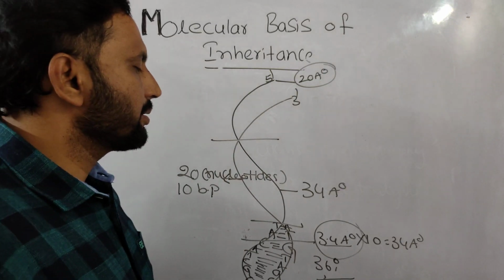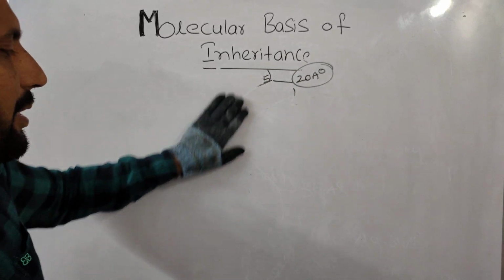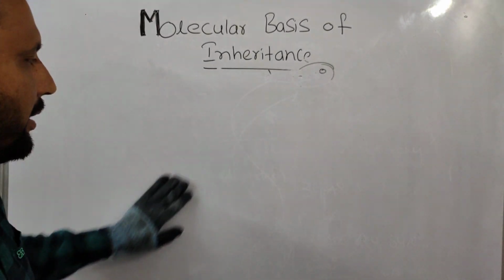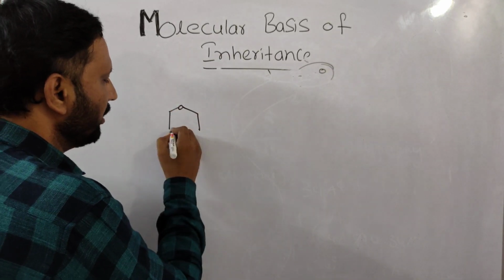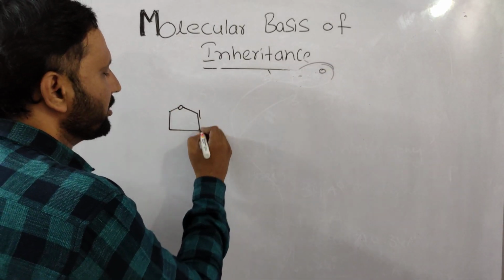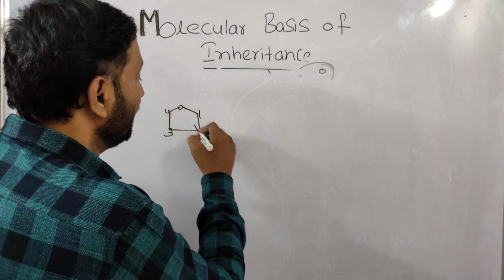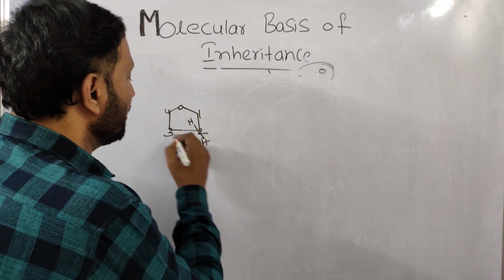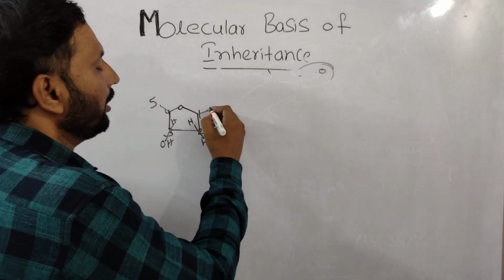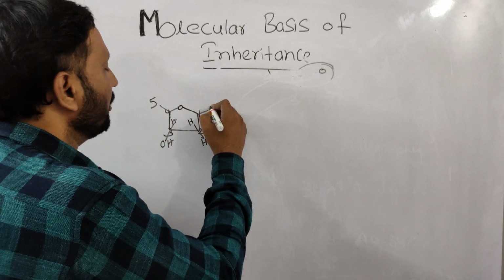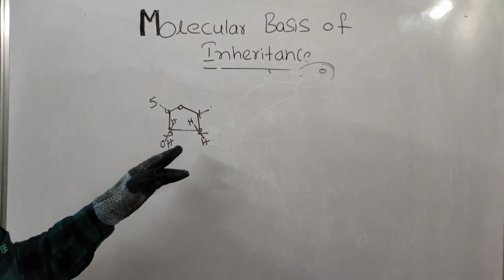Anyway, these are the two strands. How the sugar, nitrogen base, and phosphate are present: I am taking the sugar. Look here: first, second, third, fourth. This is the deoxyribose sugar of the DNA strand. It means H and H here, H and OH here, and here only the fifth carbon is present. So this is the first carbon. This is the sugar.